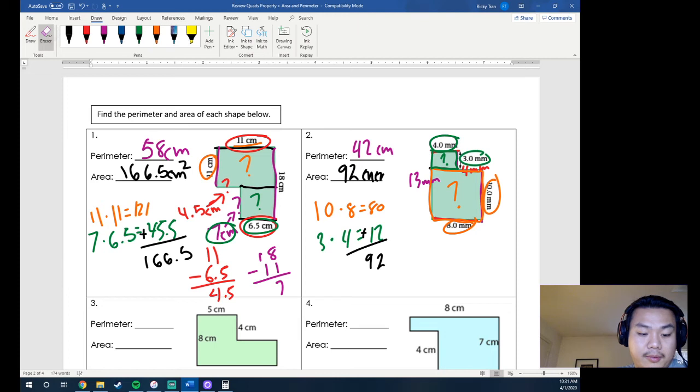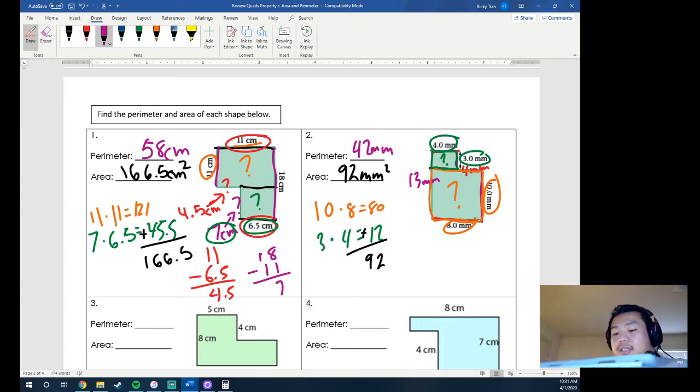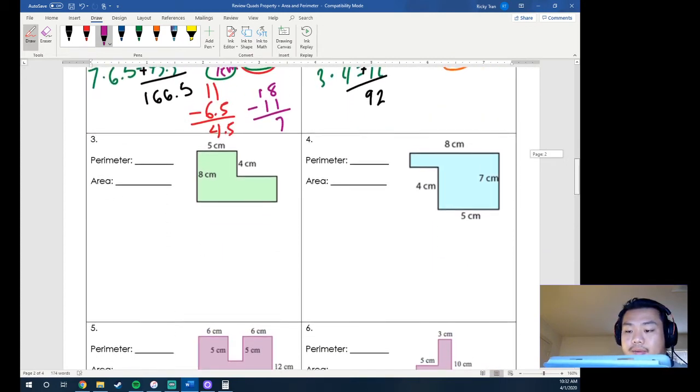So your area is 92 millimeters. Oh, I'm doing something weird. Millimeters squared. All right. Millimeters. Oh, whoops. I wrote centimeters up here. I don't know what happened. Millimeters. Okay, 42 millimeters, and then the area is 92 millimeters squared. Okay, let's keep going on to number 3.